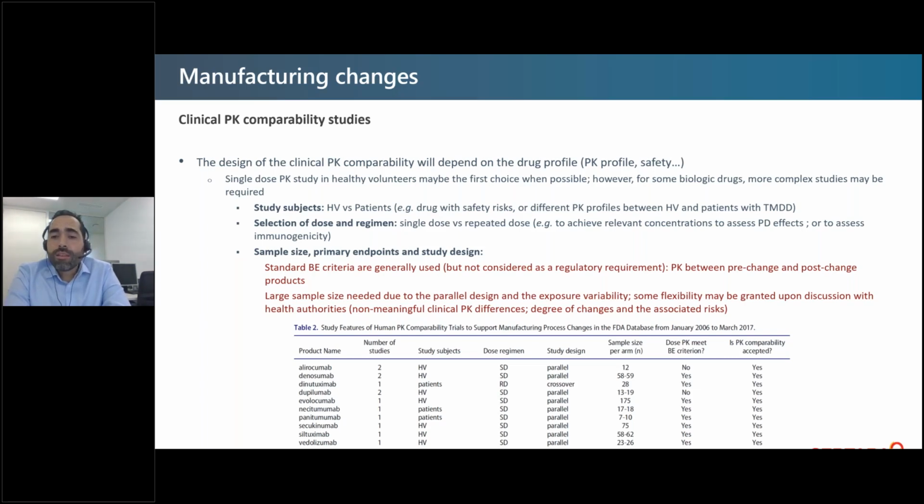However, what is interesting to see in this table are the two last columns. There is a question: does the PK meet the bioequivalence criteria? We can see here some examples where the answer was no. However, when you look at the last column, where is the PK comparability accepted, the answer is yes. This is related to the clinically meaningful differences. So you could have some PK differences, but it is acceptable to bridge between before and after the change.